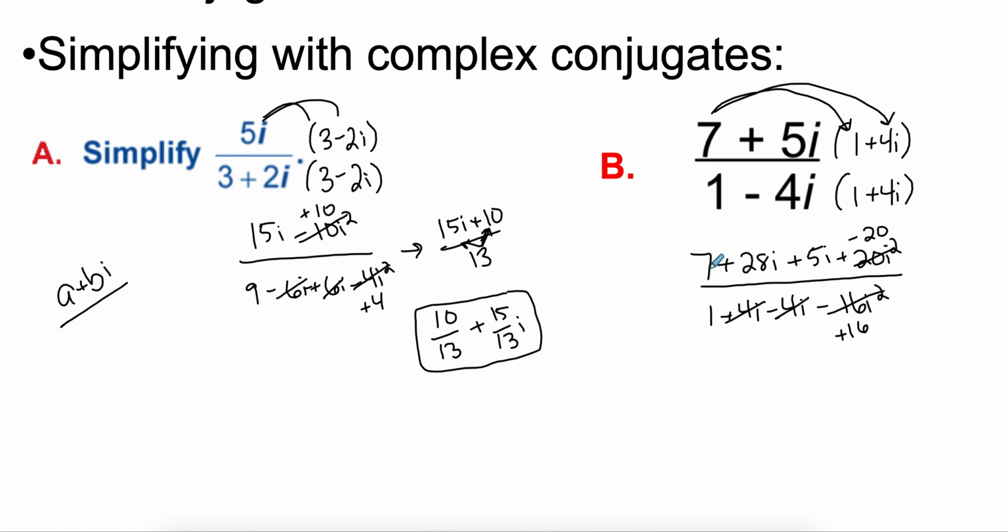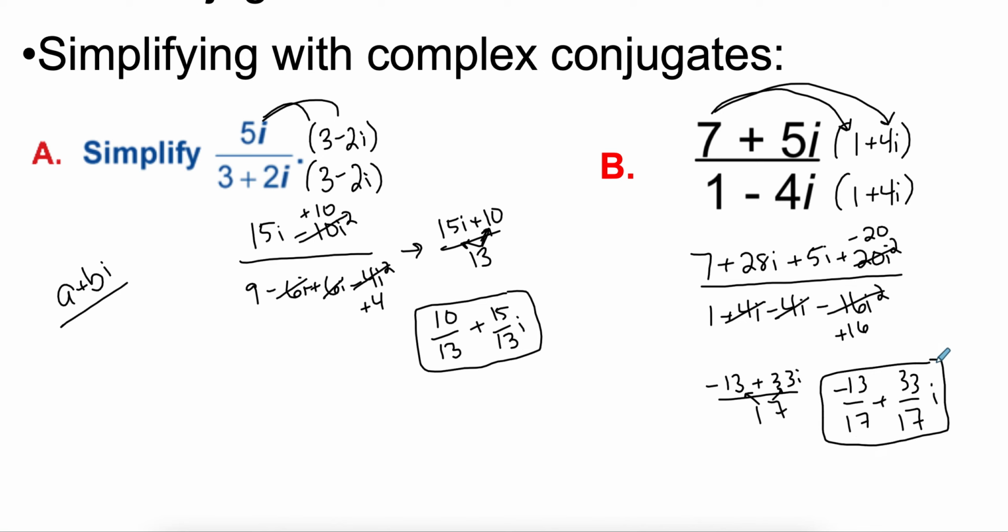Okay, so numerator, let's just do the real part right away. 7 minus 20, we get negative 13. And then 28 plus 5, we get a 33i. And then down here, we got 1 plus 16, that would be a 17. Okay, so double check your math. 7, 28, 5, 20. And then we split this up. So we do the real part, then the complex part. So negative 13 over 17 plus 33 over 17i. And then you're done. So that's how you simplify using conjugates.